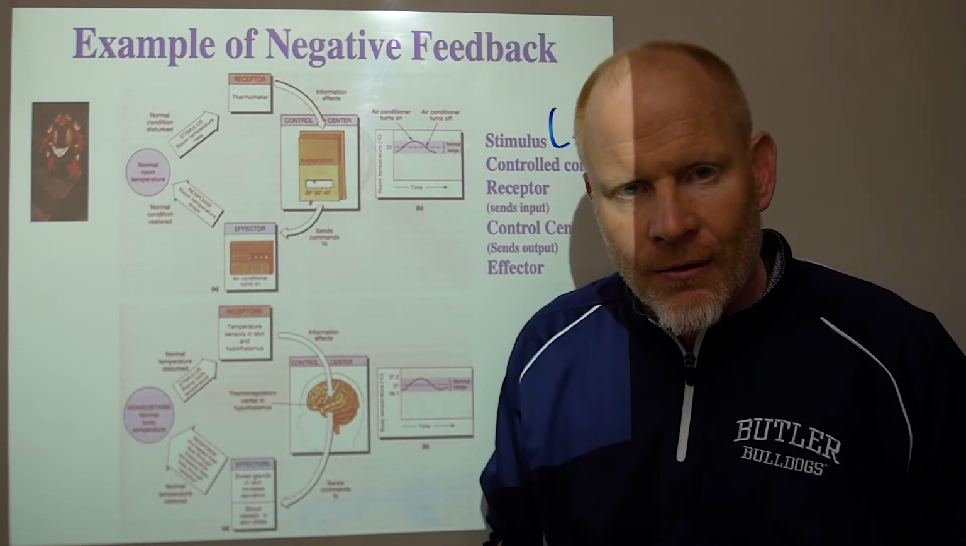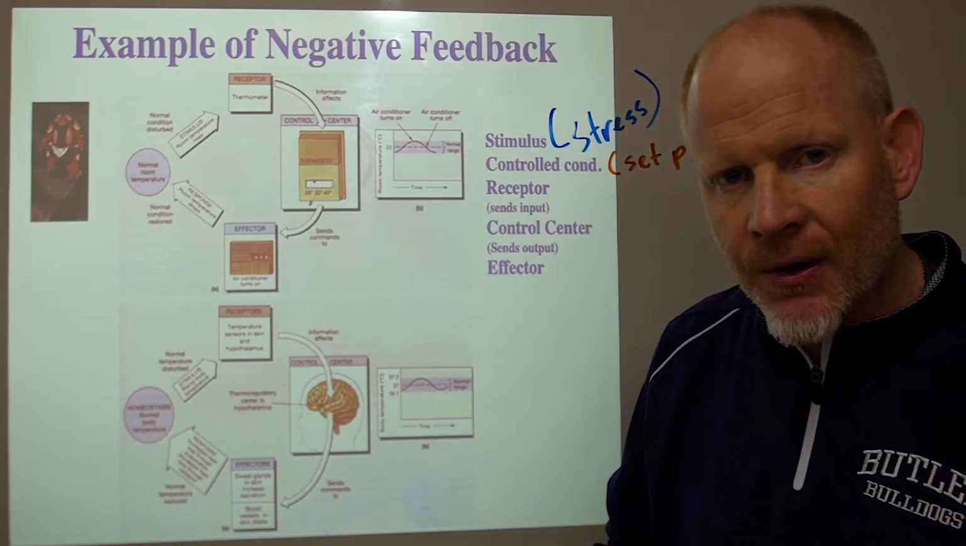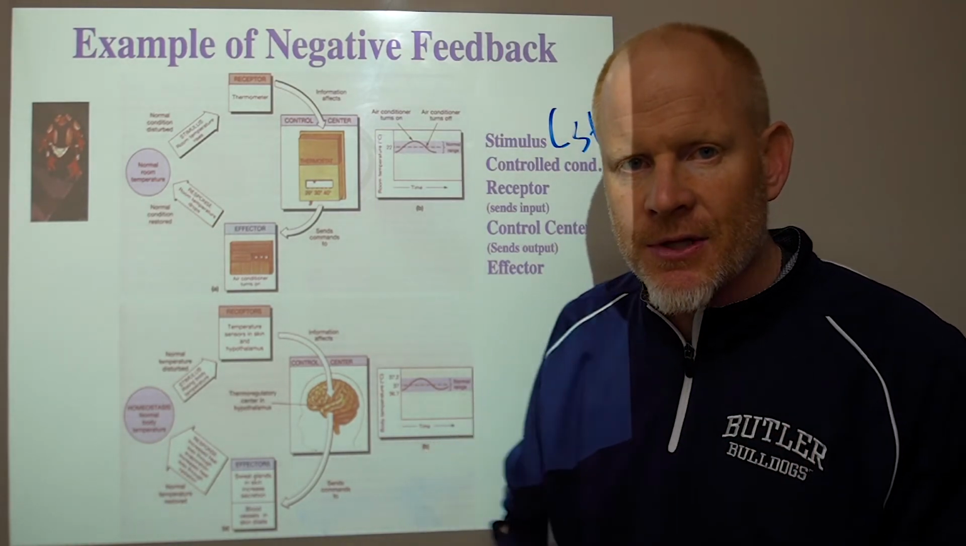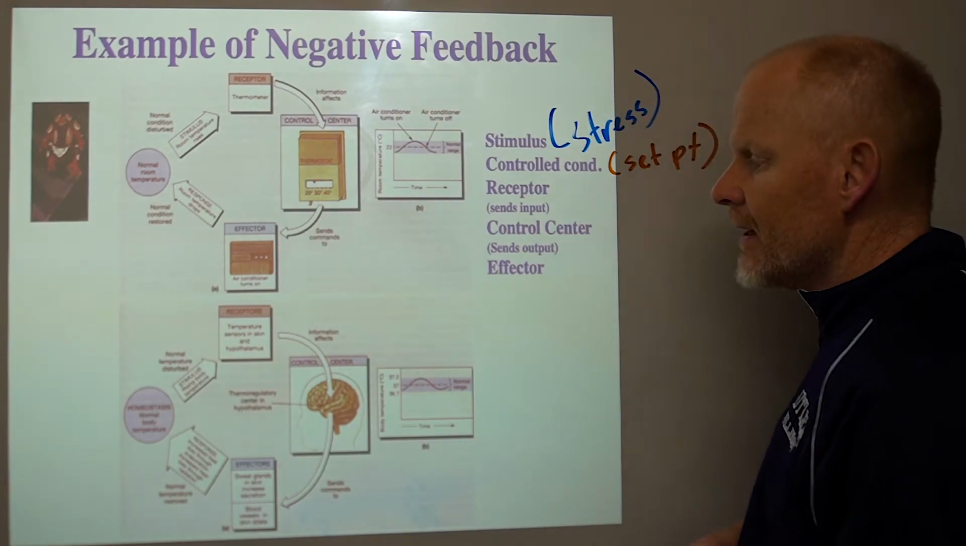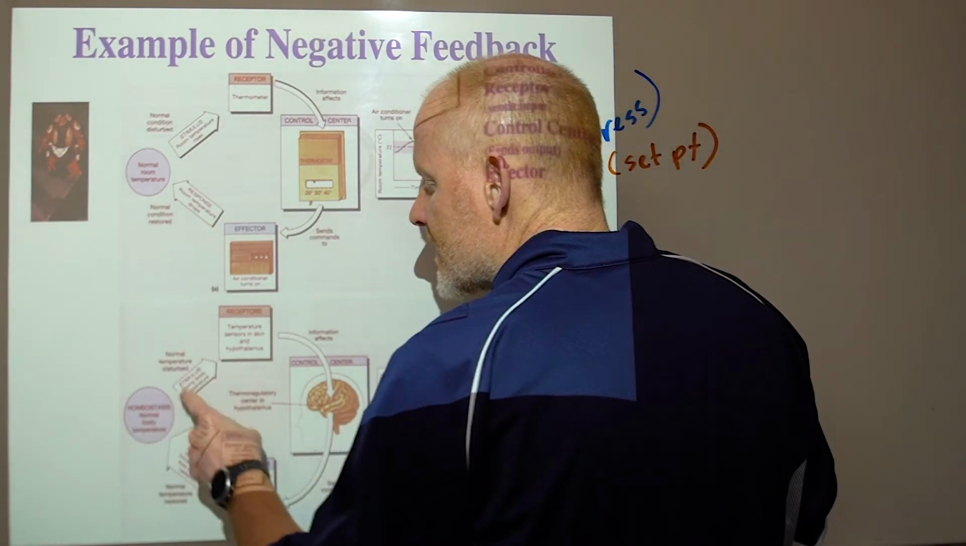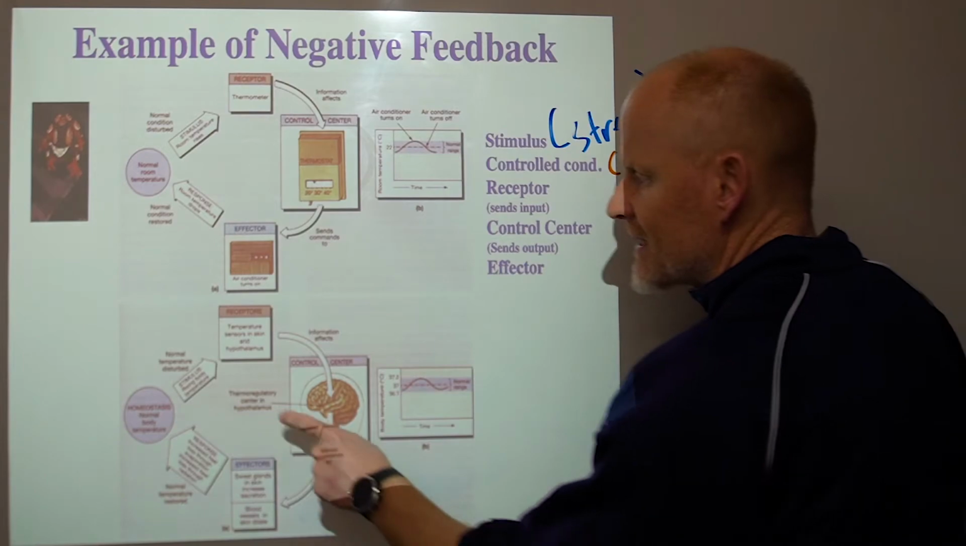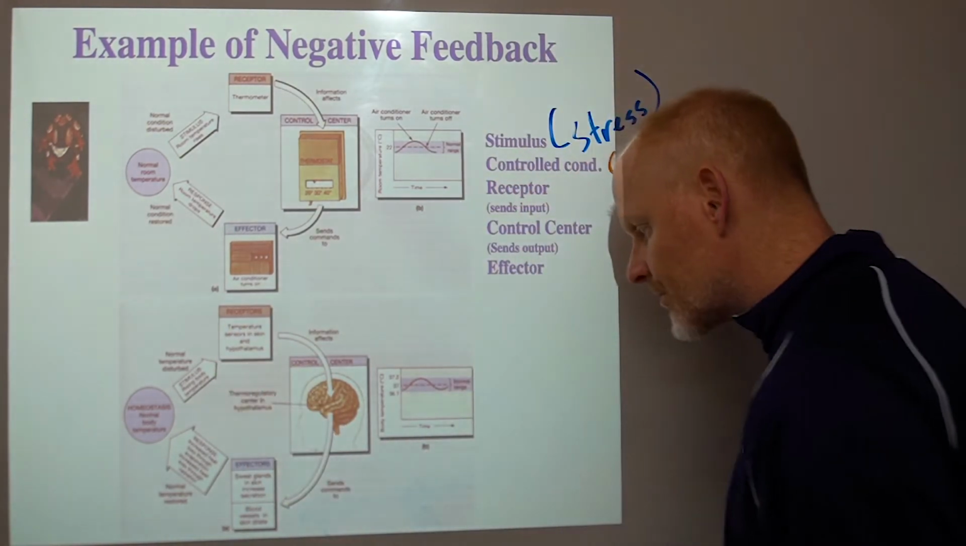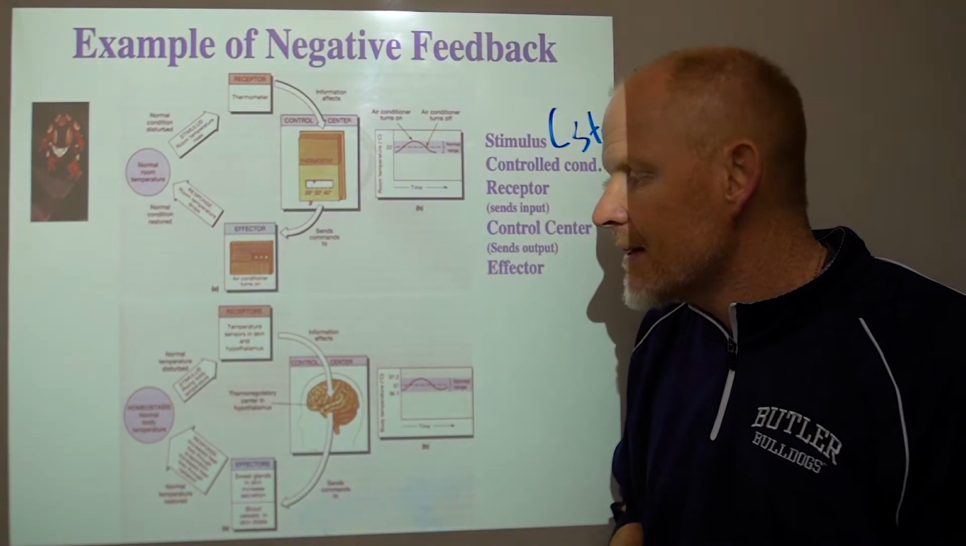We start working out, right? And as we start working out, we start burning more glucose. Our body temperature goes up because metabolism has gone up. That increase in body temperature from an increase in metabolism, that stimulus is going to basically stimulate receptors.